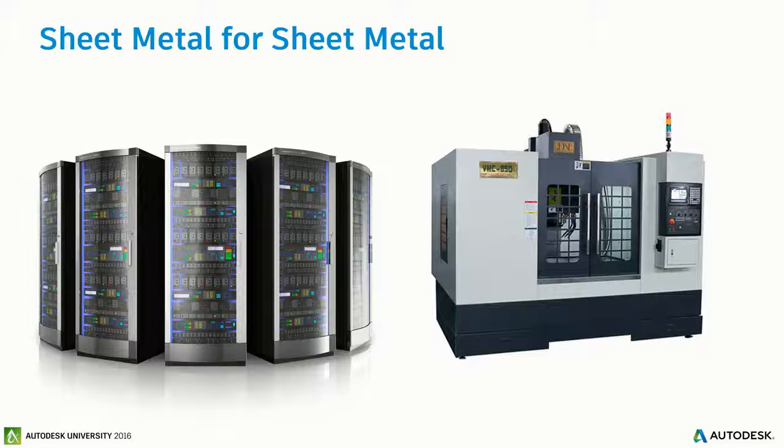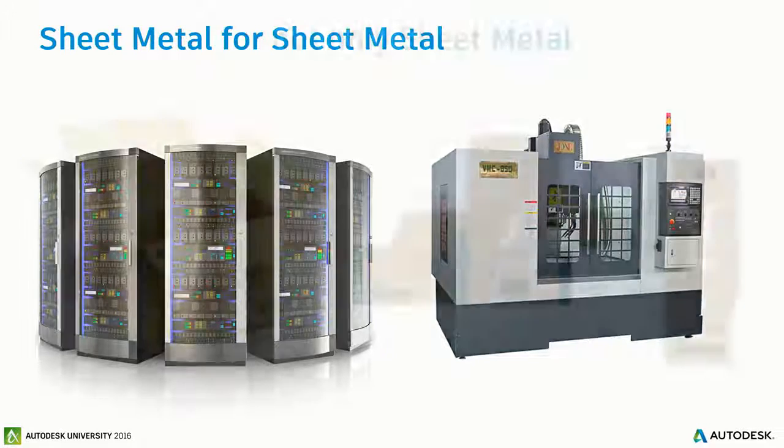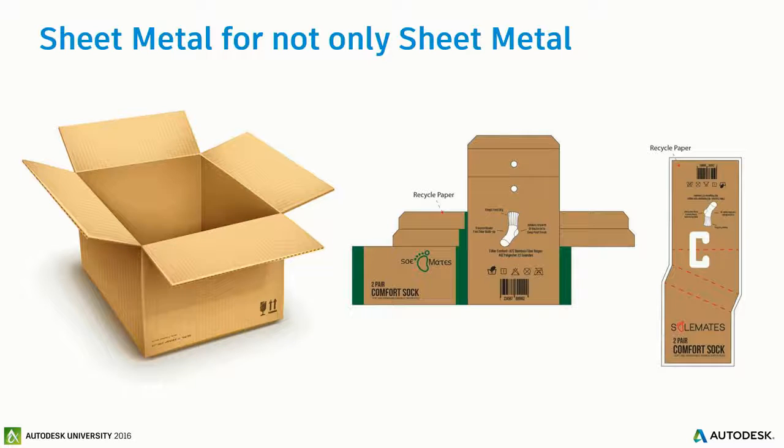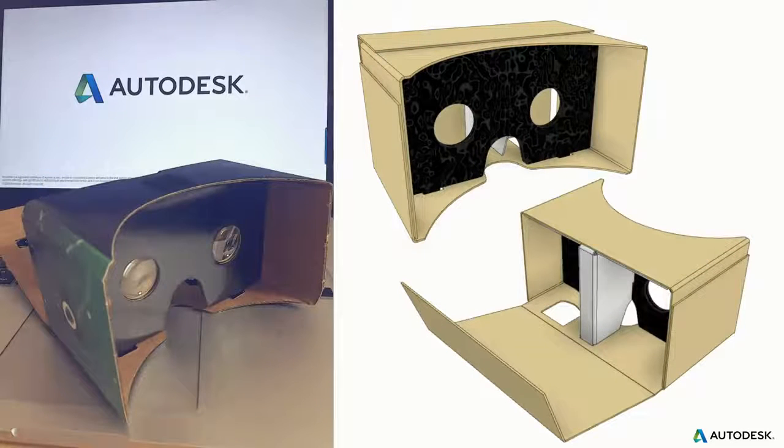Most of us know that sheet metal works for industrial machinery, mechatronics enclosures or cabinets, or even transportation trucks. A lot of machine and metal stuff, but sheet metal can also work for paper stuff, like a packing box. And we will make a simple VR glasses model. We will show this model in this class in the top-down design section.